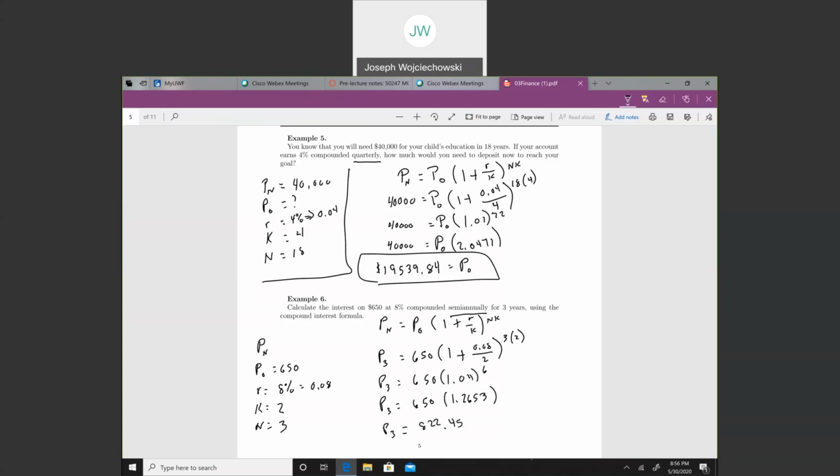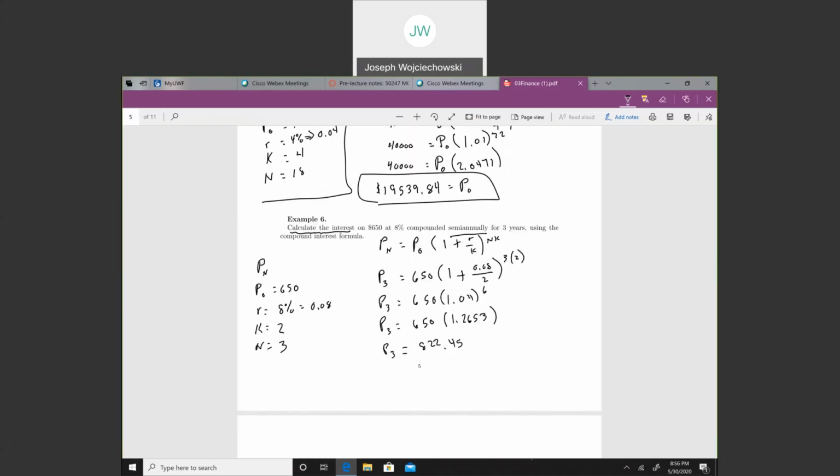Now, another thing with word problems is be sure to answer the question asked. The question asks to calculate the interest. So this is the principal plus the interest. So to find the interest, we simply take the principal plus the interest, subtract the principal from it, and we get the interest is $172.45.